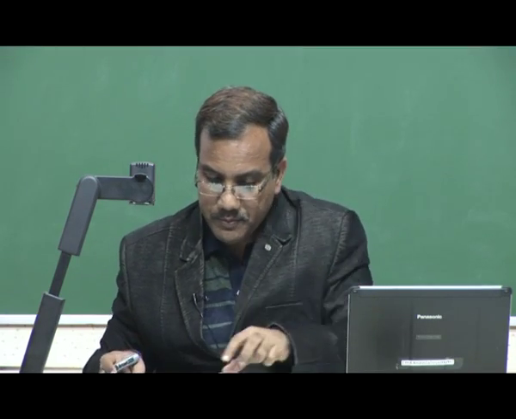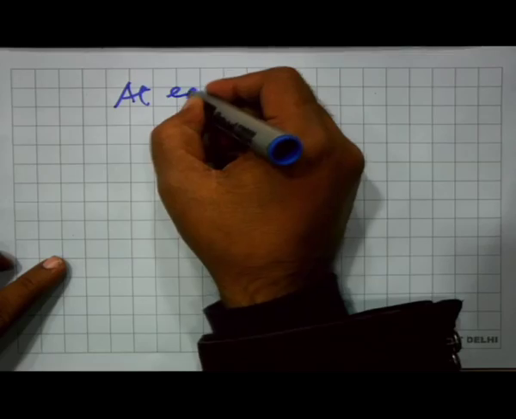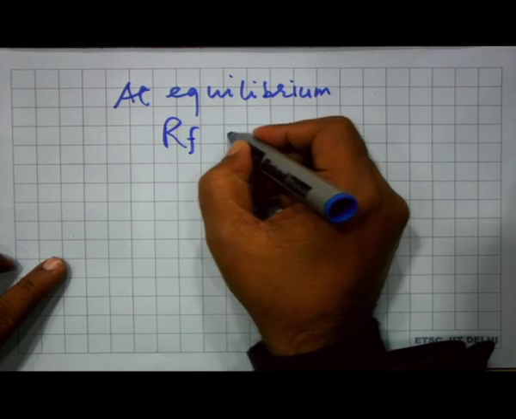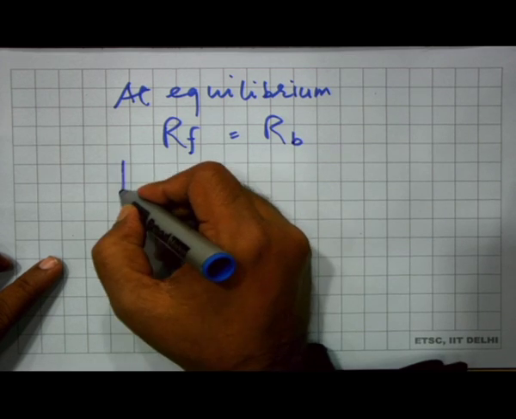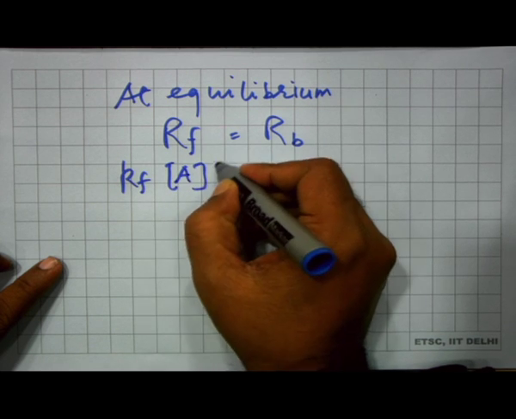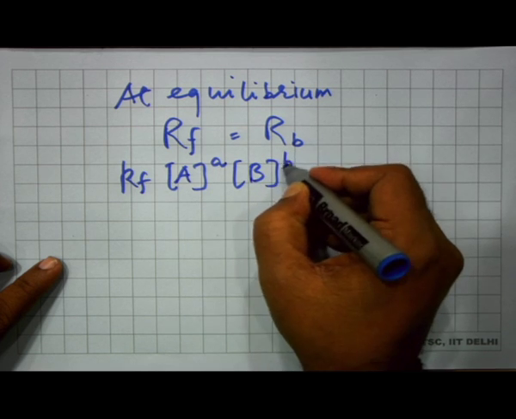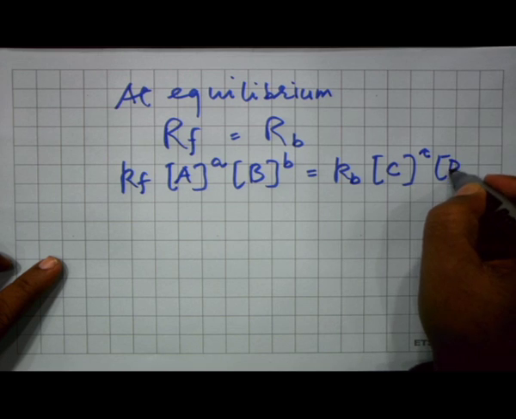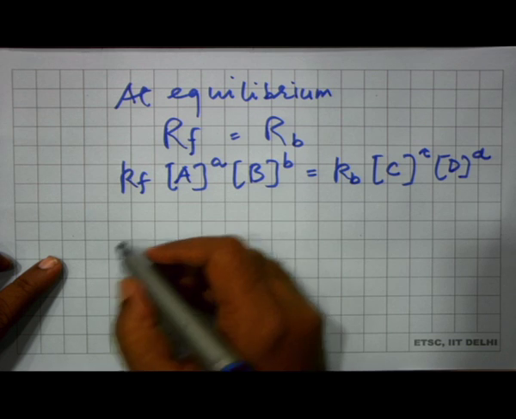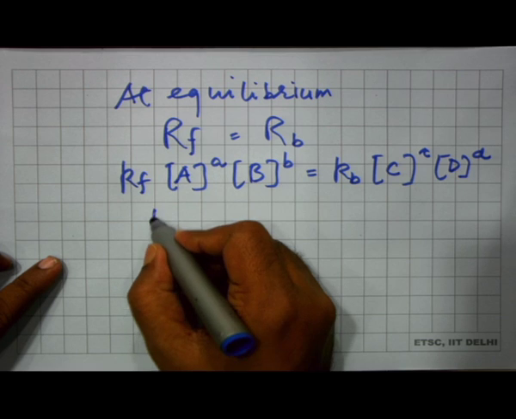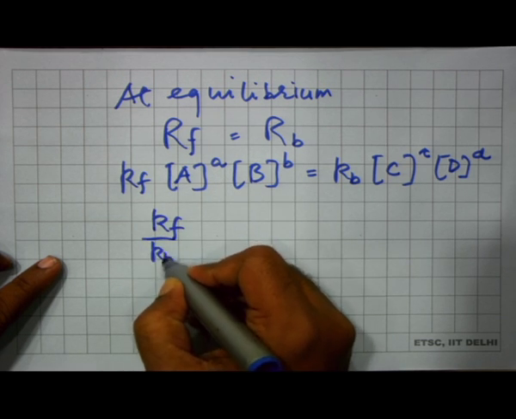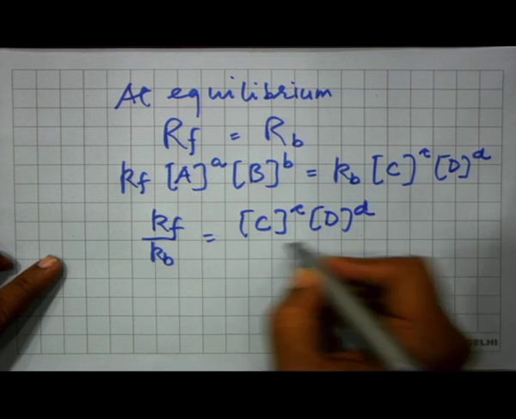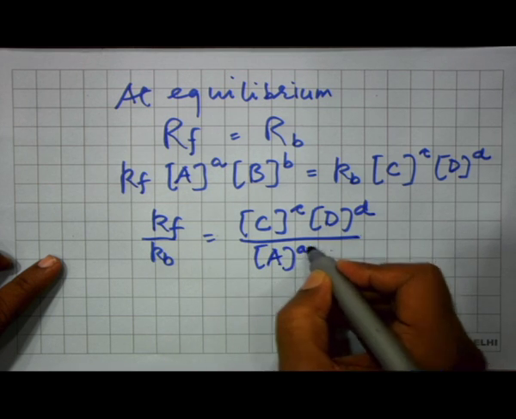Now, at equilibrium, since Rf is equal to Rb, the reverse or backward rate, we can simply write Kf [A]^a [B]^b is equal to Kb [C]^c [D]^d. In that case, we can write Kf by Kb is equal to [C]^c [D]^d divided by [A]^a [B]^b.